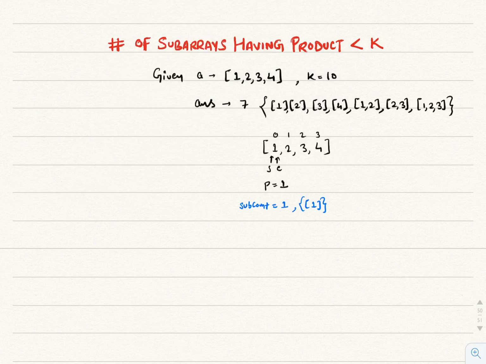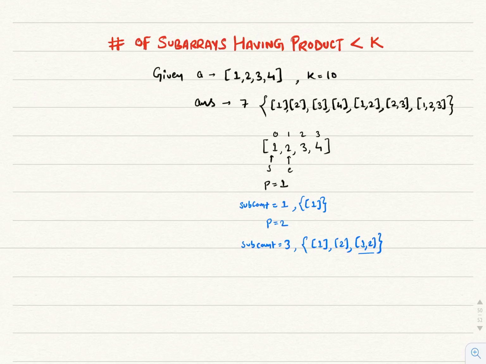Next we will increment the end to point to index 1. The new product p will be 2, which is still less than k. So this time the subarrays satisfying the condition are: one is the subarray only containing element 1, next one is the subarray only containing 2, and the last one is the subarray with elements 1 and 2. So the subcount for this case will become 3, and the subarrays contributing to this count will be 1, 2 and 1, 2. Now we will increment end to point to index 2.